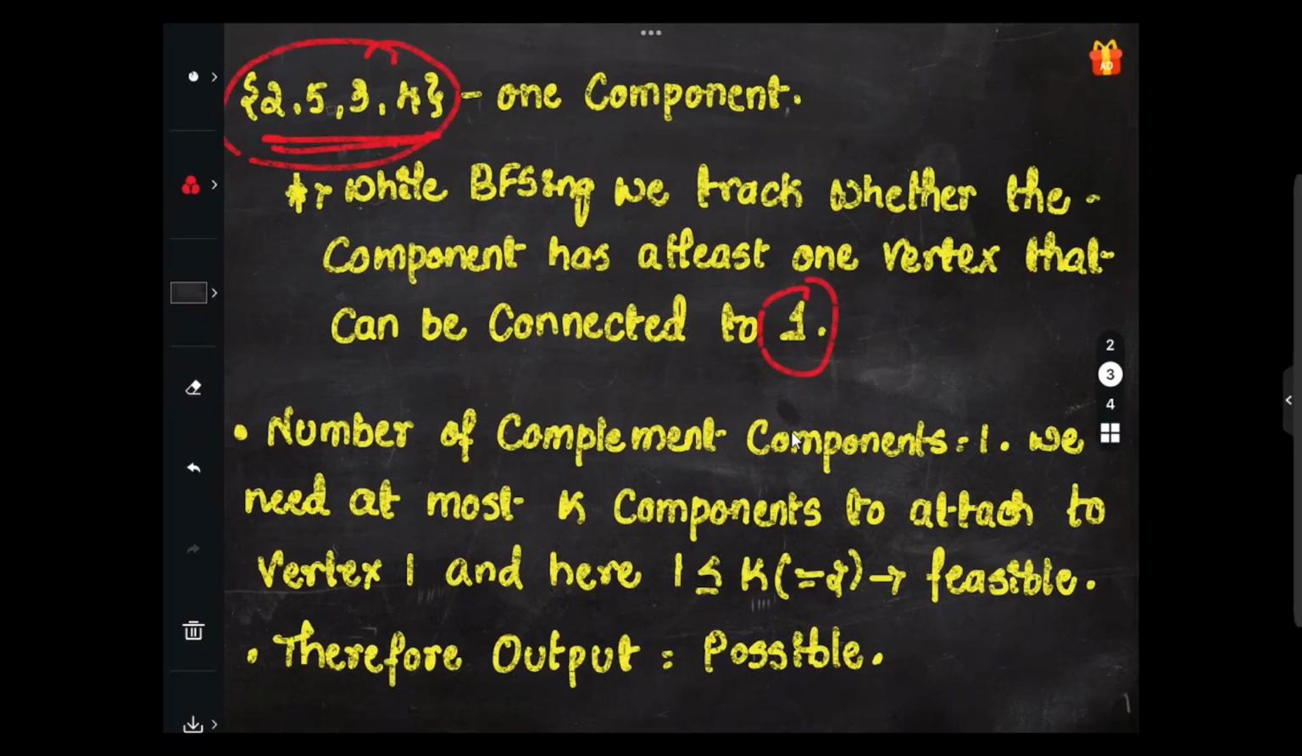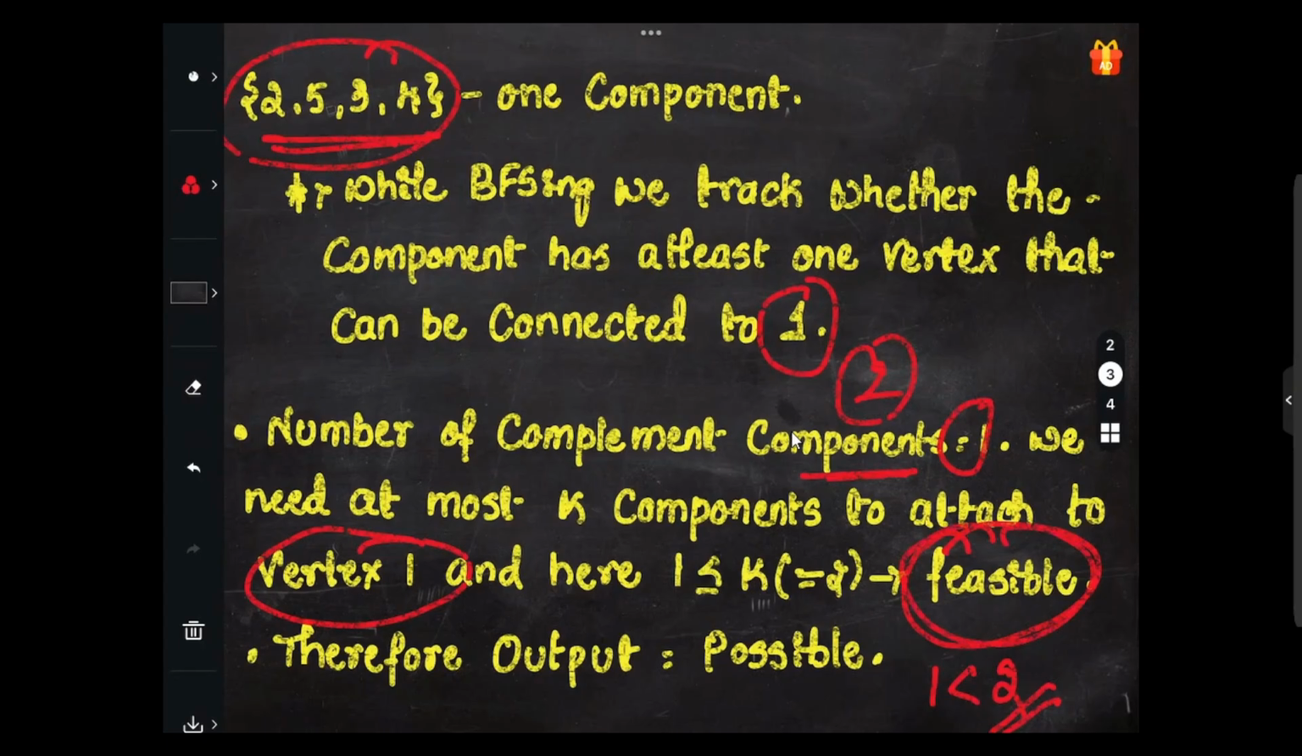So the number of complement components is equivalent to the 1. So we need at most k components to attach. K here in our case is 2. We need at most k components to attach vertex 1, meaning 2 components to attach vertex 1 for the example that we have considered, and here 1 is less than or equal to k, right? So 1 is less than 2, quite obviously. So this is feasible here in this case. Therefore, the output that we will return here is possible, right? So this is the approach basically.